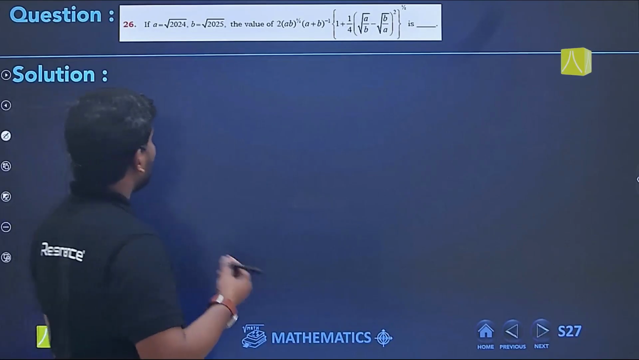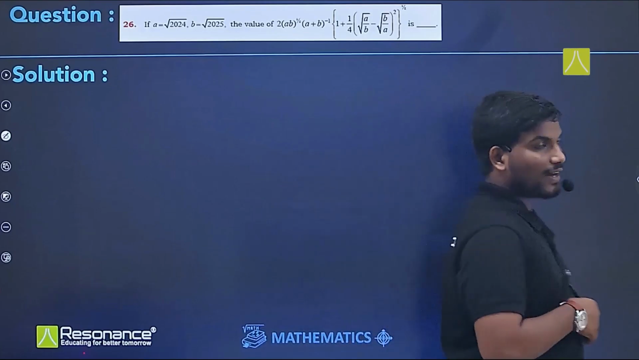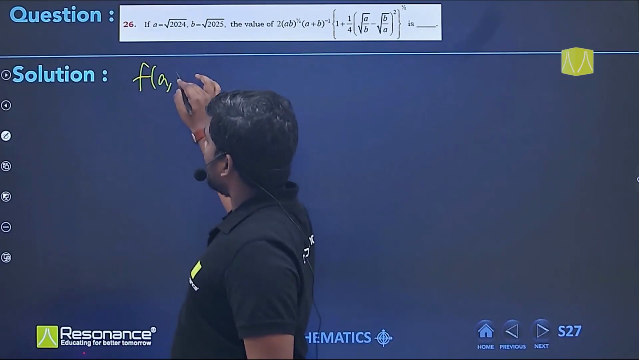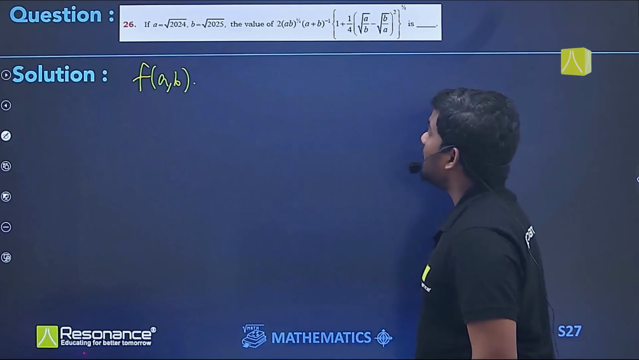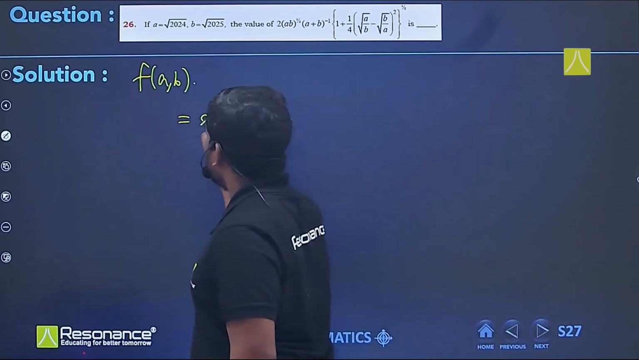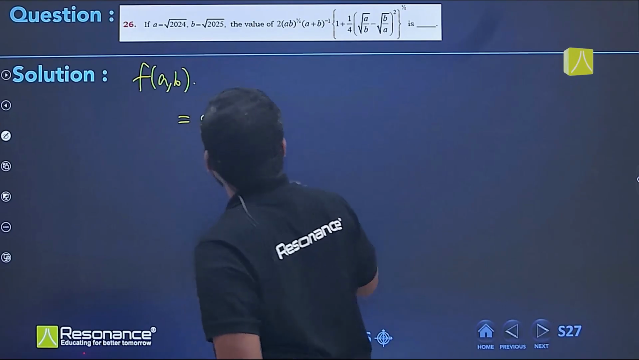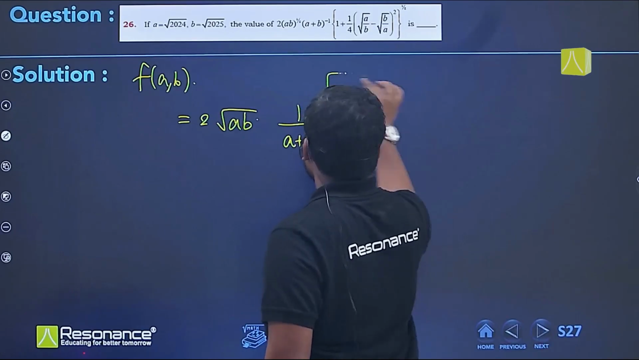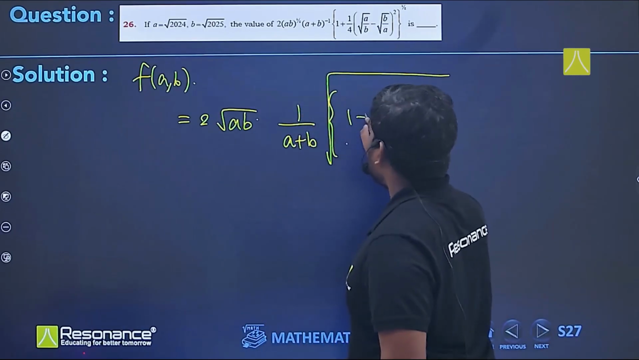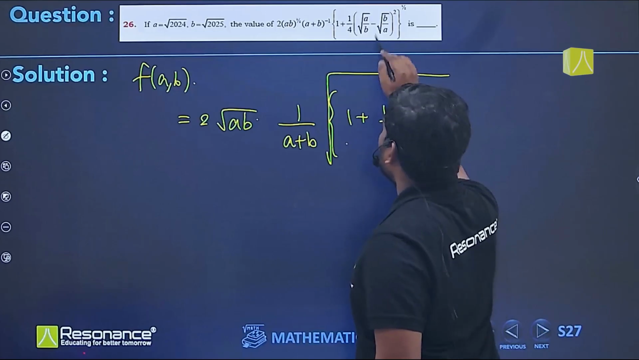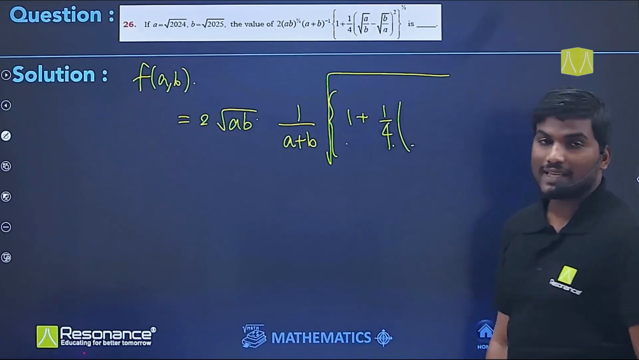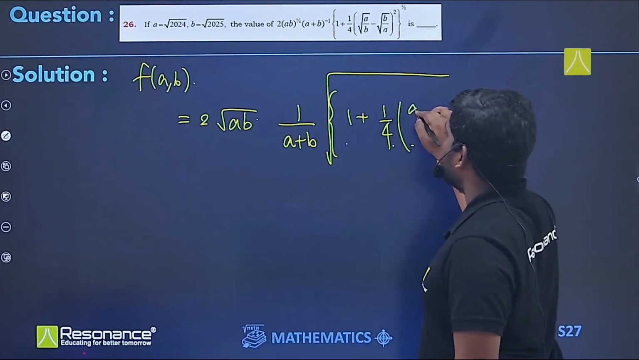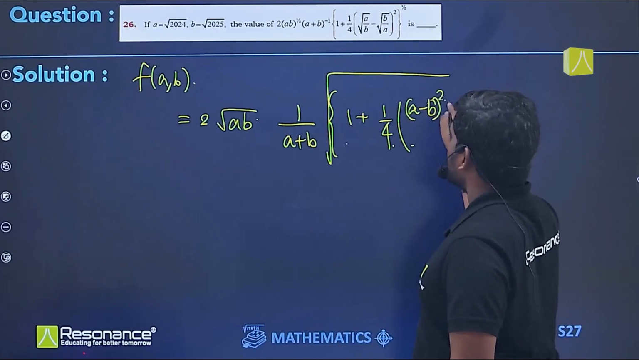Now we're given a equal to root 2024, b equal to root 2025, and there's a huge expression in terms of a and b. So f of a and b, if I call it, f of a and b is 2 root ab into 1 by a plus b into square root of 1 plus 1 by 4 into, just normalizing the fraction, that would become a minus b by root ab. So the square would become a minus b square by ab.